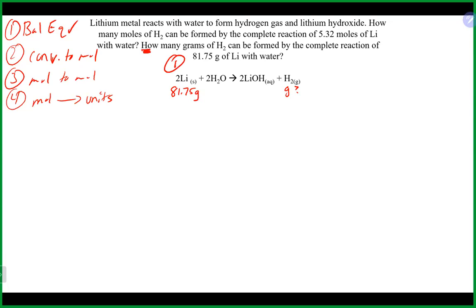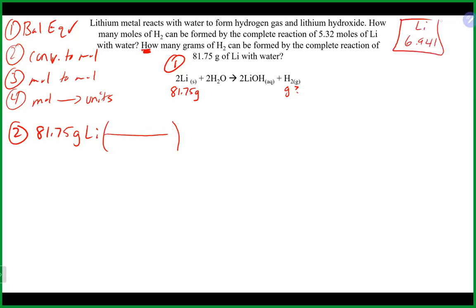In this case, they gave us 81.75 grams of lithium. I do need to do the second step because I need to get it into moles for the stoichiometry part to work. So that is what we're going to first do. Again, we're going to take our 81.75 grams of lithium. We're going to go to the periodic table, and remember, as we saw in the previous one that I put up there, 6.941 is what you see there. So that represents 6.941 grams per mole, and we're going to use that as our conversion factor.